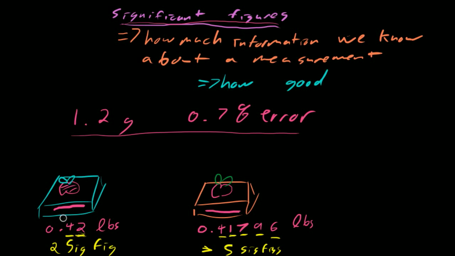For this video, I just want you to get the intuition that this measurement, because we have 5 significant figures, gives us more information than this measurement does, where we only had 2 significant figures. So in the next bunch of videos, I'll give you more information on how to count significant figures and all the rules associated with significant figures when we multiply, divide, add, and subtract different numbers.